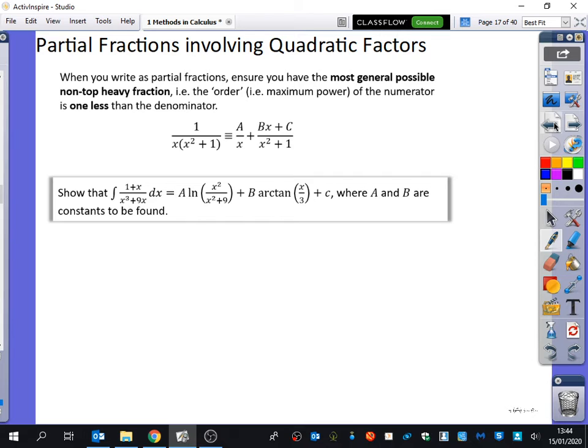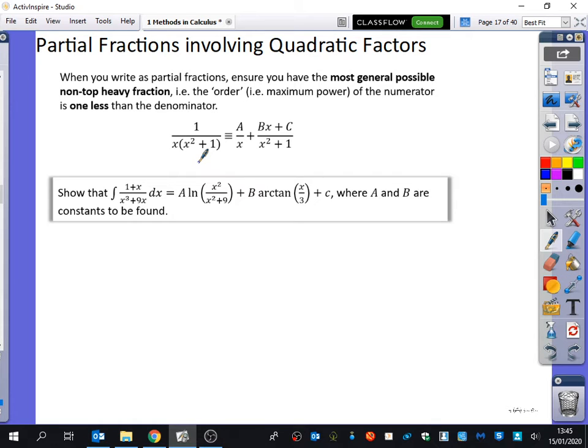So this is the partial fractions involving quadratic factors. Down here, I've got a quadratic factor, and I can't factorize this. So it's put down into these two factors on the bottom. They're not linear factors anymore. We've got a quadratic factor. So when you write as partial fractions, you have to ensure that you have the most general possible non-top heavy fraction, i.e. the order or maximum power of the numerator is 1 less than the denominator.